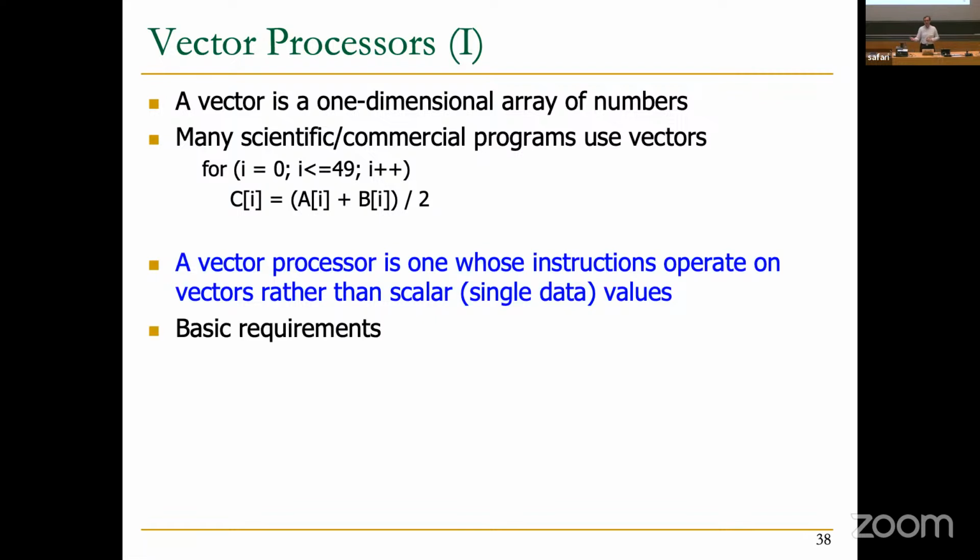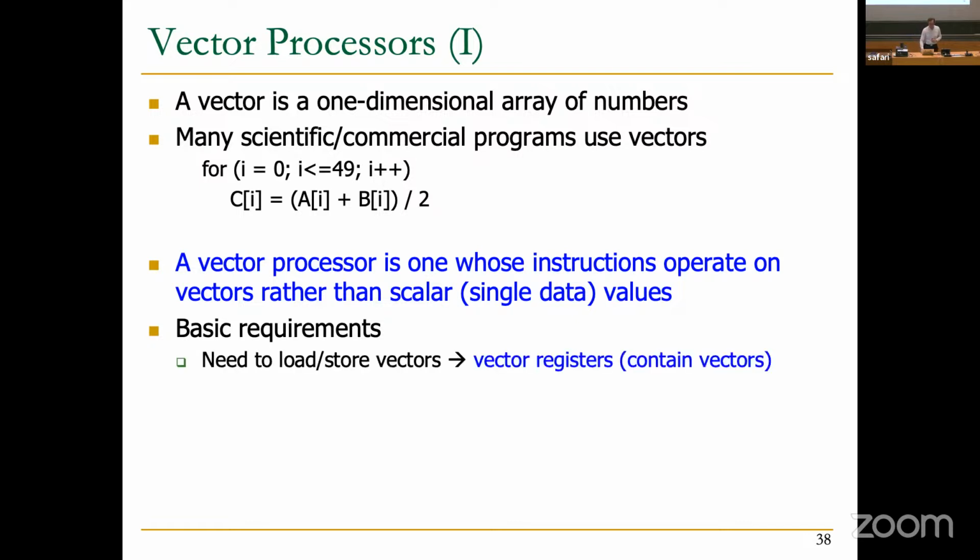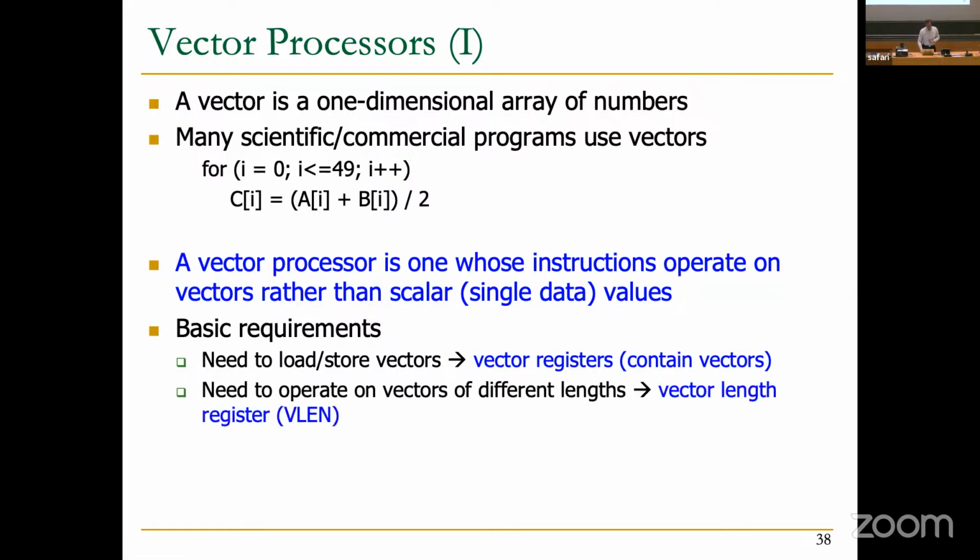So there are some basic requirements for this. Let's define these. Clearly, vector registers. That's why that was important to define even before I defined array processors and vector processors. You need to load and store vectors. You need vector registers, and these clearly contain vectors. Now, I've kind of introduced the vector length register. You need to operate on vectors of different lengths, and this is really why you need the vector length register. There are instructions that set the vector length register so that you can say, at this point, I'm operating on vectors that are of length 4. At this point, I'm operating on vectors that are of length 1000.